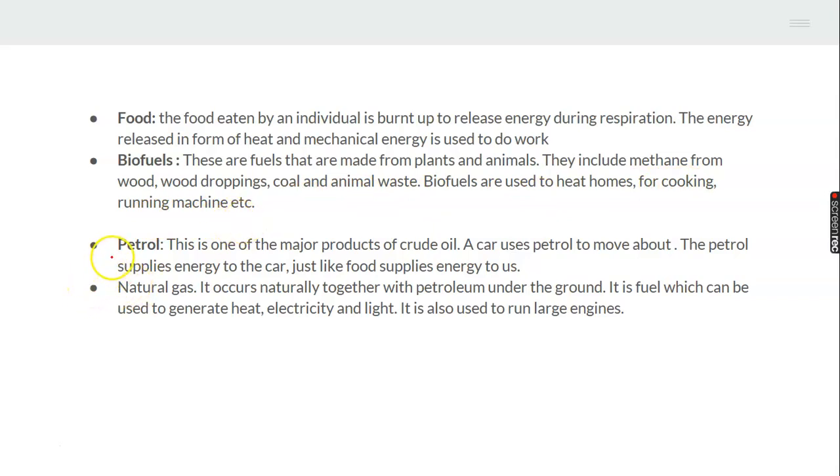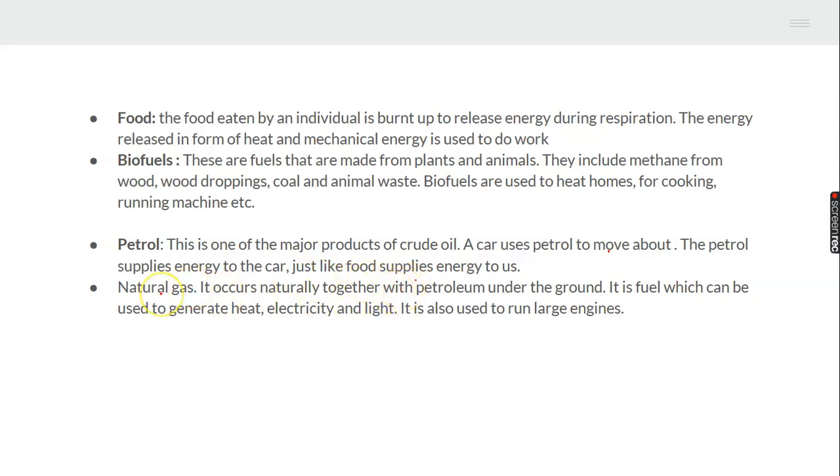This next one is petrol. This is one of the major products of crude oil. A car uses petrol, as we all know. Any vehicle is either using petrol or diesel. A car uses petrol to move about. The petrol supplies energy to the car, just like food supplies energy to your body.